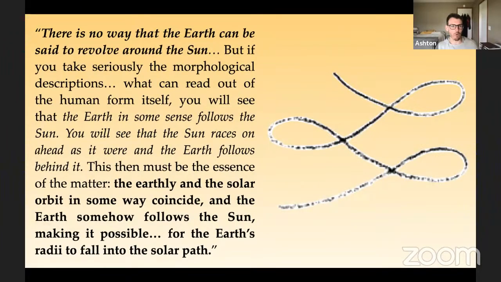The earthly and the solar orbit in some way coincide, and the Earth somehow follows the sun, making it possible for the Earth's radii to fall into the solar path. So maybe some of you are familiar with the calendar of the soul, and in that book of 52 verses, there's 4 that are called light verses, and they supposedly correspond with these 4 moments. There's 4 weeks in the year, apparently, that the Earth is moving into this place where the sun once was in its movement. And he describes this in other lectures as well, but it's very interesting.